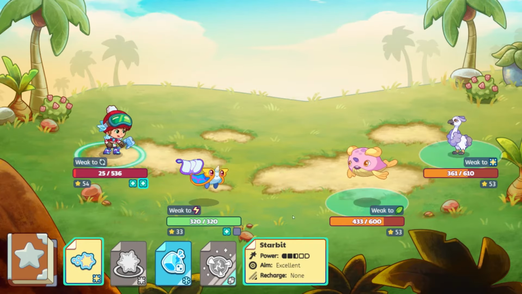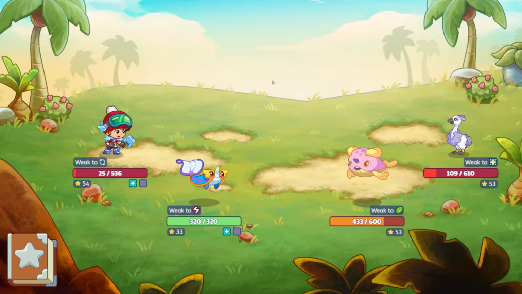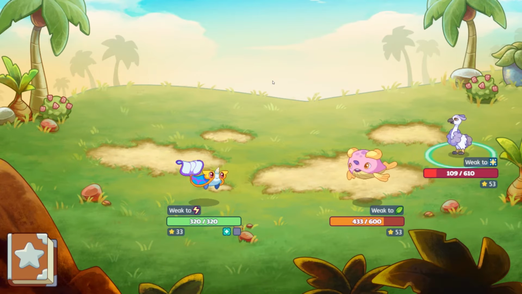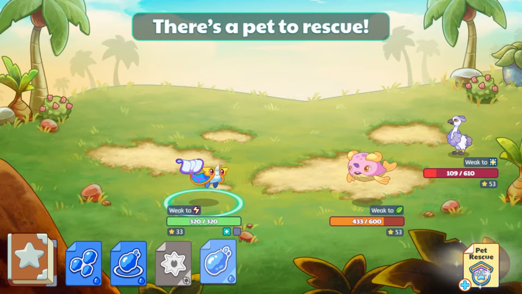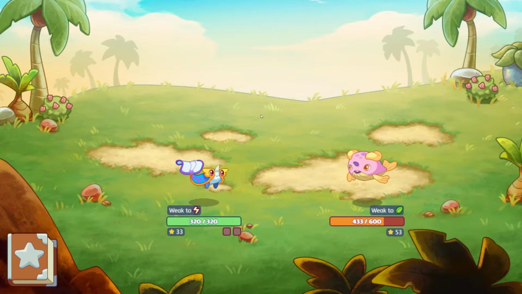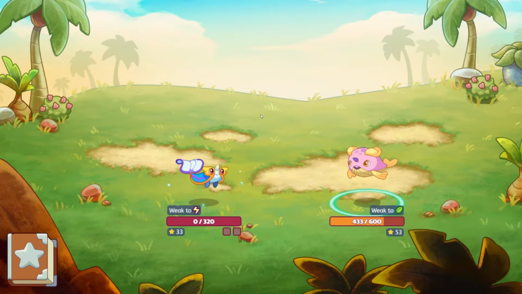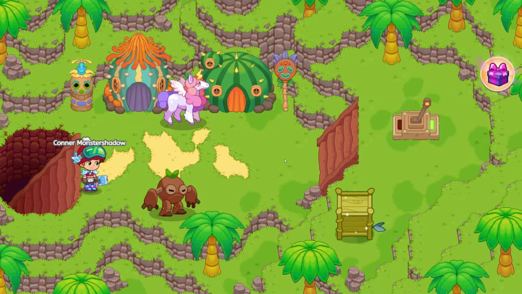All right, let's go ahead and do a star, but I don't think it's going to finish off Snoots here. I need Snoots to fumble. And goodbye. We got a fumble. Okay, so we have to finish Snoots off. Let's use our Aqua Burst here. There we go, that hit. That's awesome. And goodbye. All right, so we are going to be doing that battle next time.